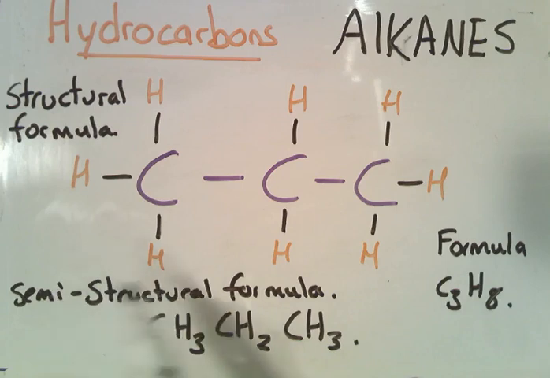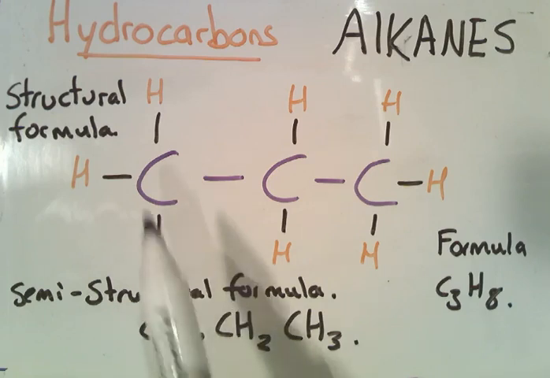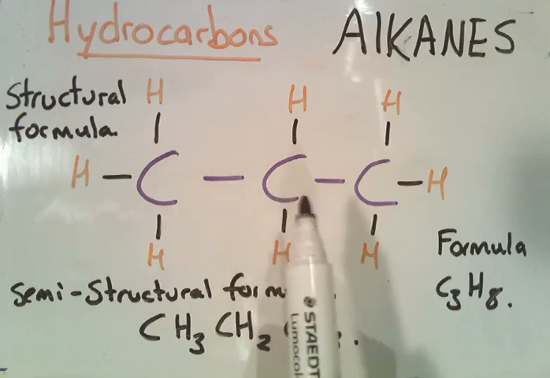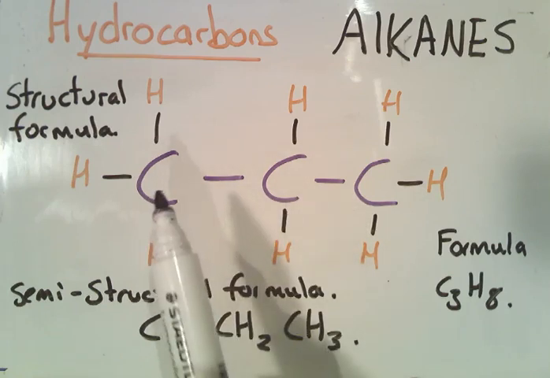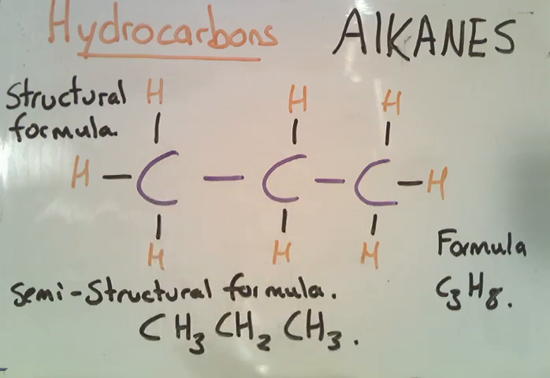Another very useful way of referring to propane is to do a semi-structural formula. So as you go along each of the carbons, you write what's attached to that carbon. So the first carbon has 3 hydrogens attached to it, the second carbon has 2, and the third carbon has 3. So CH3, CH2, CH3 is a semi-structural formula.